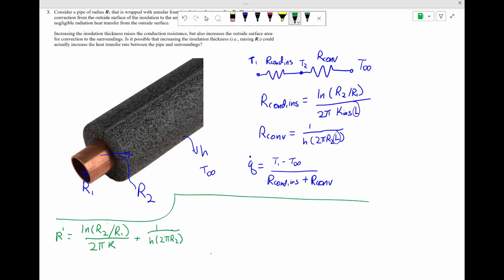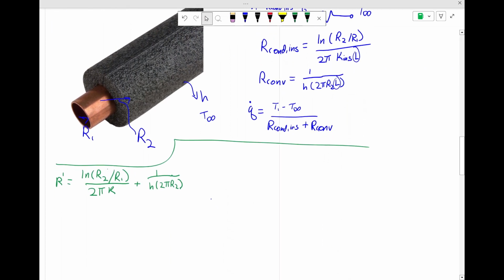To test that, we could just take a derivative. If I calculate dR prime over dR2, we could see if there is a 0 in this, and if there is a 0, that means there's a point beyond which increasing the resistance will actually flip the effect. So let's check that here.